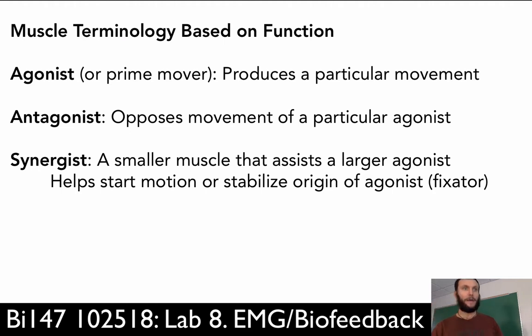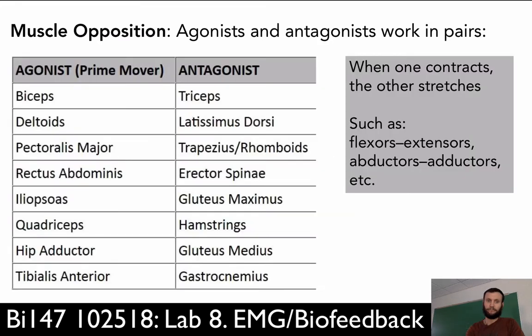We'll get right there. The last concept is a synergist. A synergist is just a smaller muscle that's going to help stabilize a joint or add a little bit to the prime mover, the agonist. So synergists are working synergistically with an agonistic muscle. All right. So these agonists and antagonists, they work in opposite pairs. When one contracts, the other stretches. So when I contract my biceps brachii, the triceps is getting stretched.